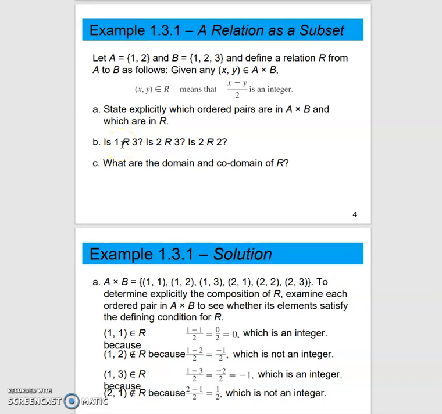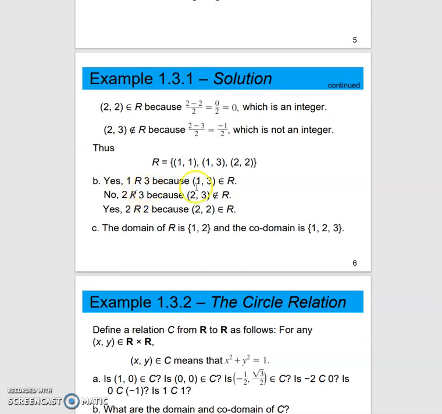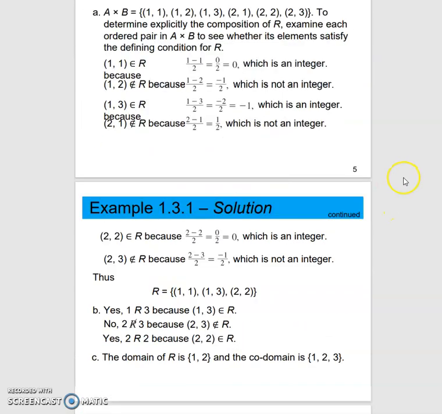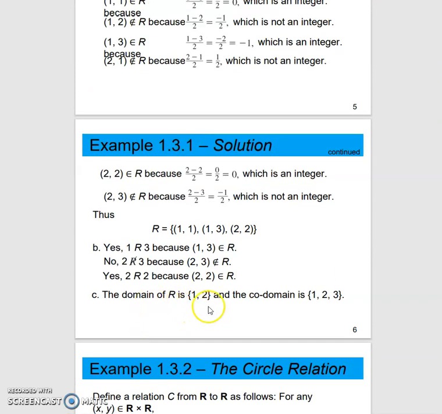Then let's familiarize ourselves with that notation. Is 1 R 3, is 2 R 3, is 2 R 2? Remember, (1,3) would have to be in R for 1 R 3, and as we can see, it is, so I'd say yes. (2,3) is not in R, so I've got a little slash when I write 2 R 3. And (2,2) is in R, so we'll say yes for that one. Finally, what is the domain and codomain of R? The domain is the first set A, and the codomain, again not using the term range, is the second set B.